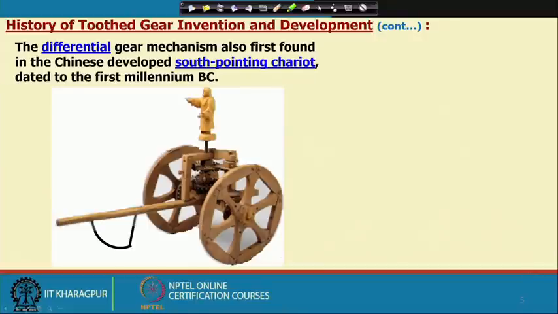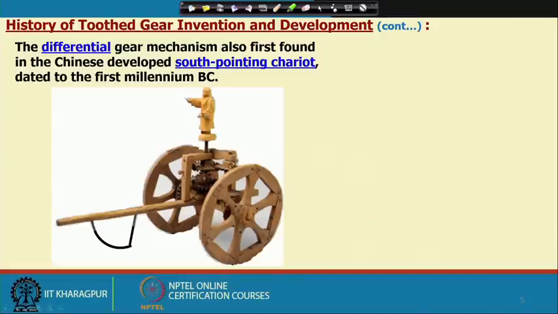After introducing the tooth gear, there was a lot of development of gears in China, and they also introduced the differential gear mechanism. It is found in China in a device called the south pointing chariot, and this was also around before Christ, but after the development of the tooth gear.